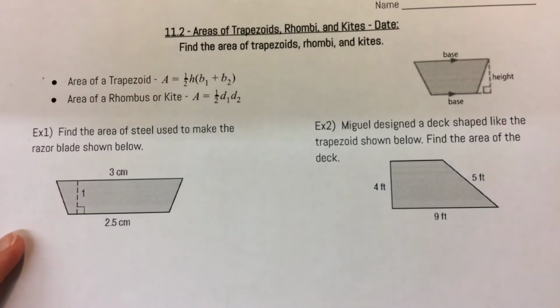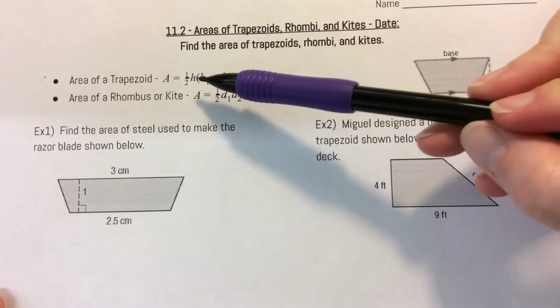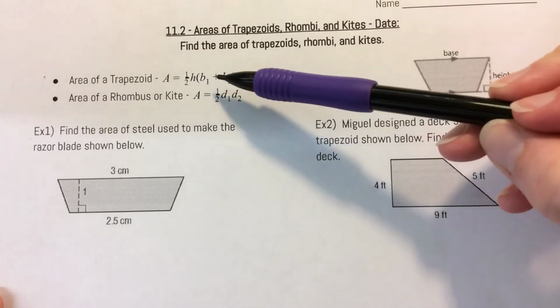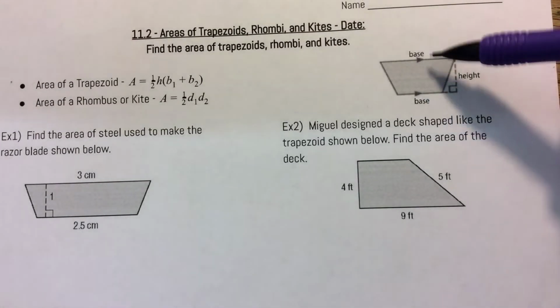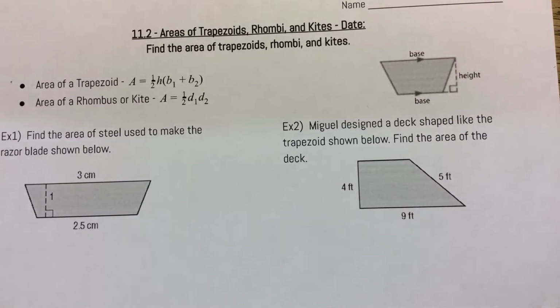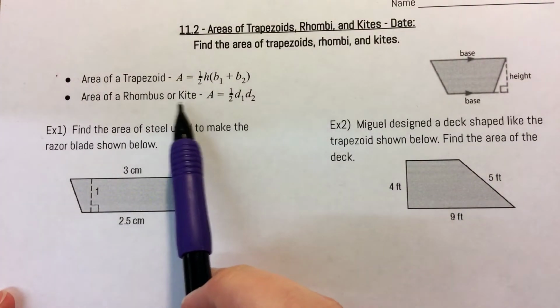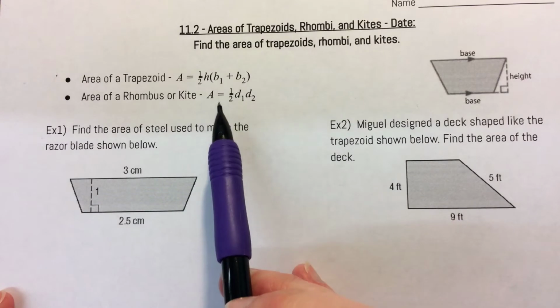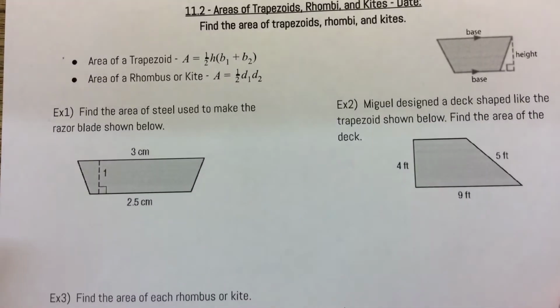Alright, 11.2, we were looking at areas of trapezoids, rhombi, and kites. The area of a trapezoid is 1/2 times the height times the quantity of the first base plus the second base. So you can think of it kind of like an average of the bases times the height. You can see on here the bases are the parallel sides and the height is the perpendicular distance between those two bases. Rhombus and kite have the same formula. Area equals 1/2 diagonal 1 times diagonal 2.